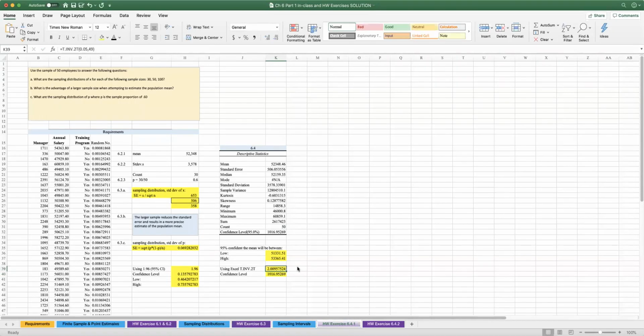t-stat here. And then if you multiply this number right here by the standard error, you get the same confidence level. So if you multiply the two of those pieces together, you get this exact same answer. I just wanted you to see where that was coming from.